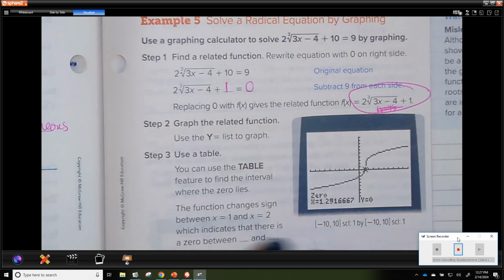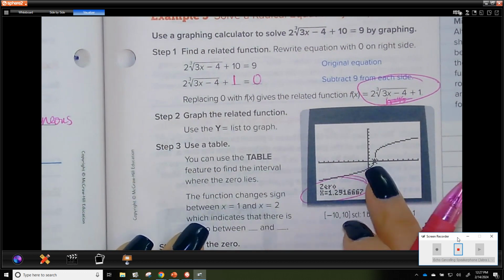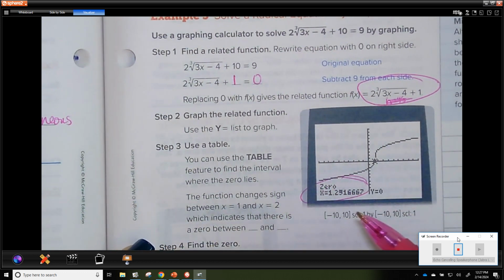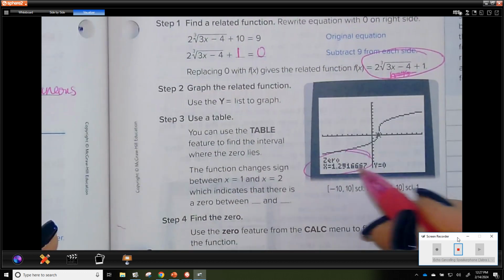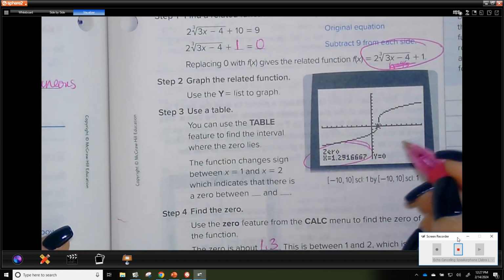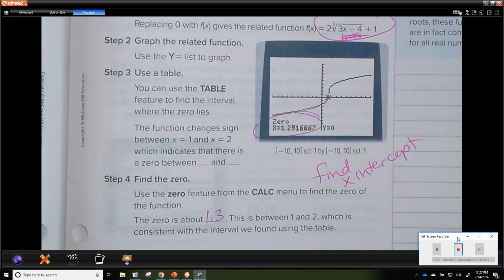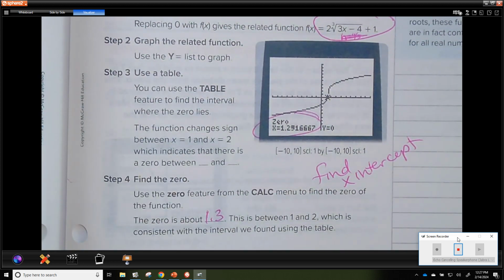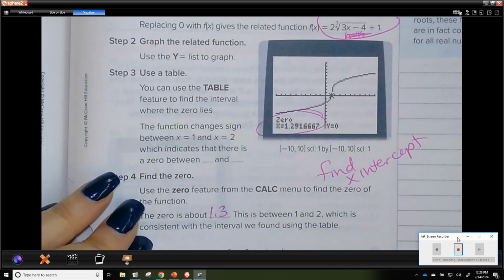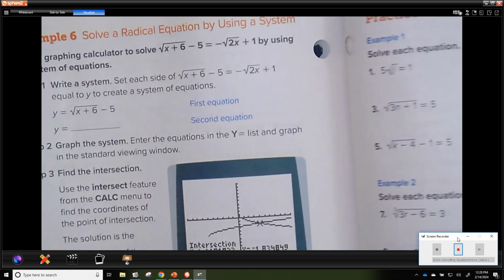You have the graph. You could find the zero. It's between 1 and 2, so it's 1.3, you could round it to about 1.3. And remember, we're finding the x-intercepts. All right? Menu, analyze graph, intercept. I'm a little stumped on how that graph looks.